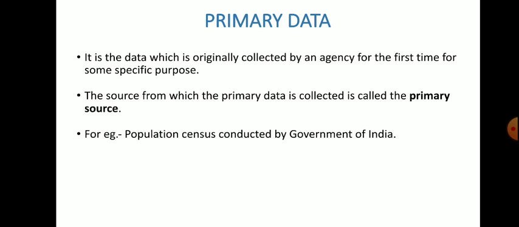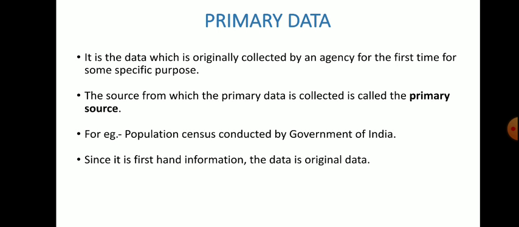During that census, some inquirers, or you can say investigators, come down to our house and ask a lot of questions. So, that is a primary data source. They are collecting the information from us, from the primary sources. So this is also known as first hand information and original data. The data that they are getting is original, because I myself am giving the information about myself, someone else is not giving it. So this is more authentic and more original.